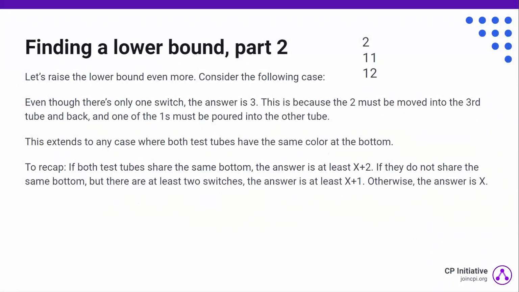And then we can actually raise this lower bound a little bit higher. Consider the following case: 2, 1, 1, and 1, 2. Even though there's only 1 switch, the answer is 3, which, as you might know, is actually 2 higher than the number of switches, not 1.